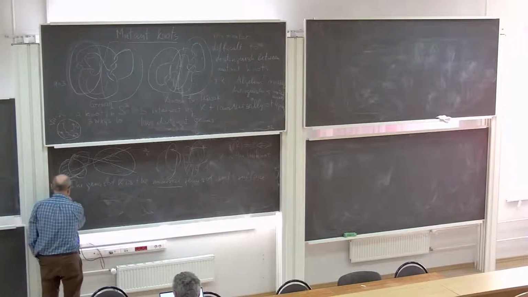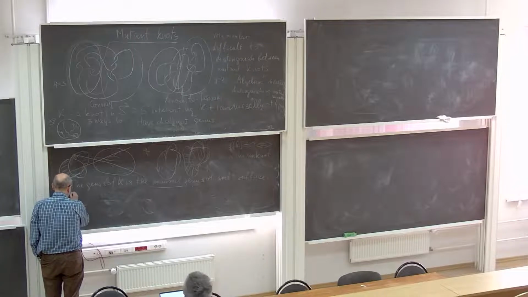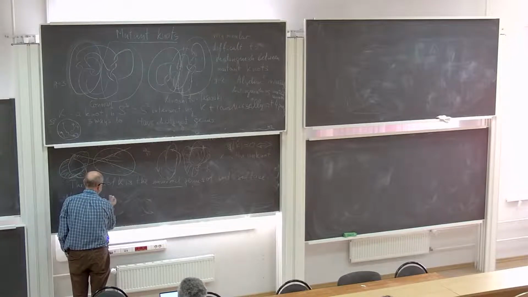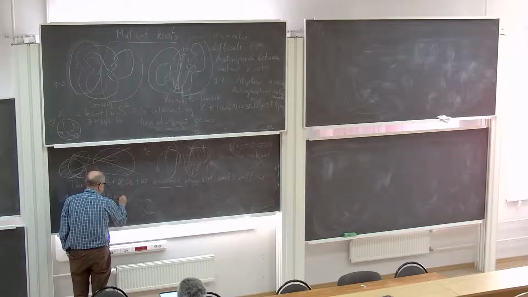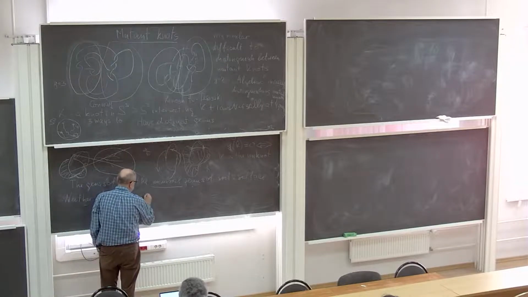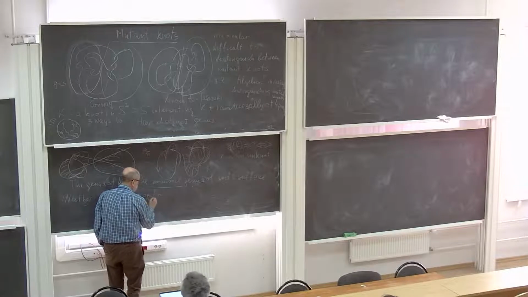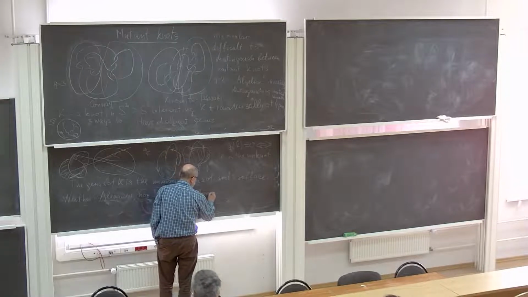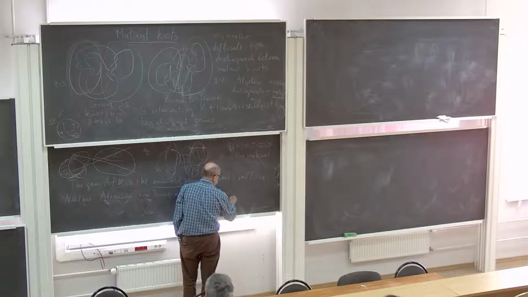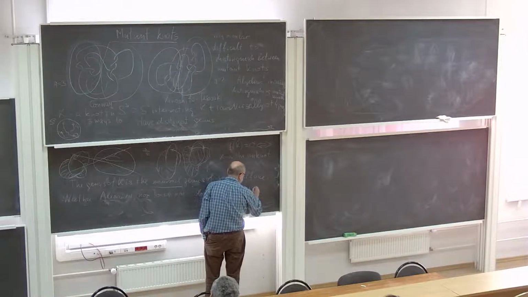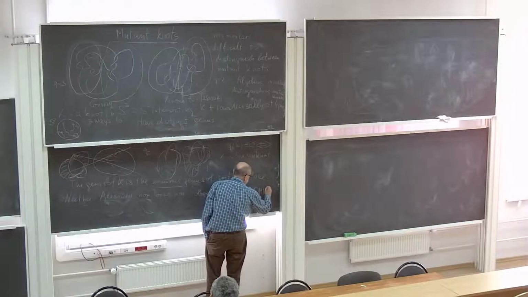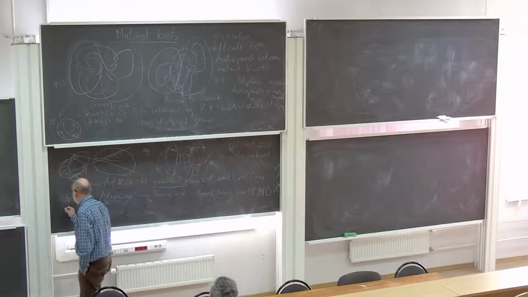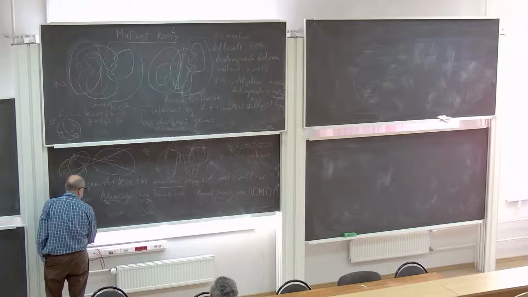And one can prove that neither the Alexander polynomial, nor the Jones polynomial, nor the Kauffman polynomial, nor the HOMFLY-PT polynomial can distinguish mutants.